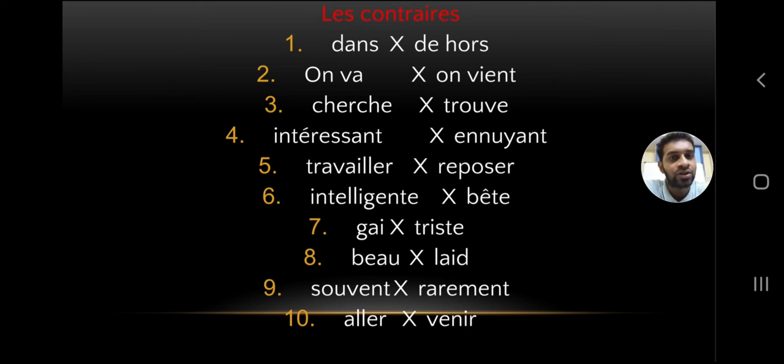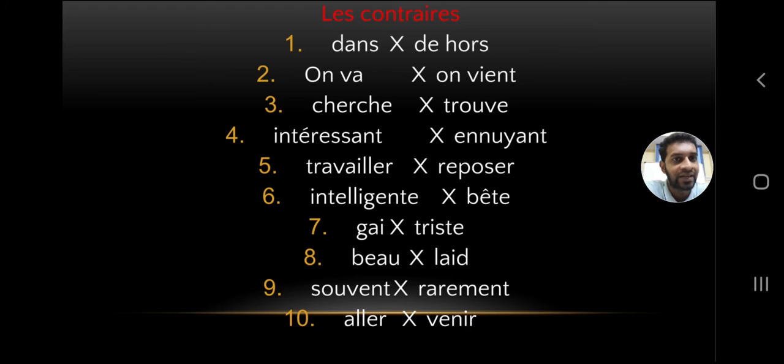The fifth one, travailler, reposer. Travailler means to work. Reposer means to take rest, to rest. Don't get confused with the verb rester, which means to stay. It's often confused because of the similar spelling. But rester means to stay.